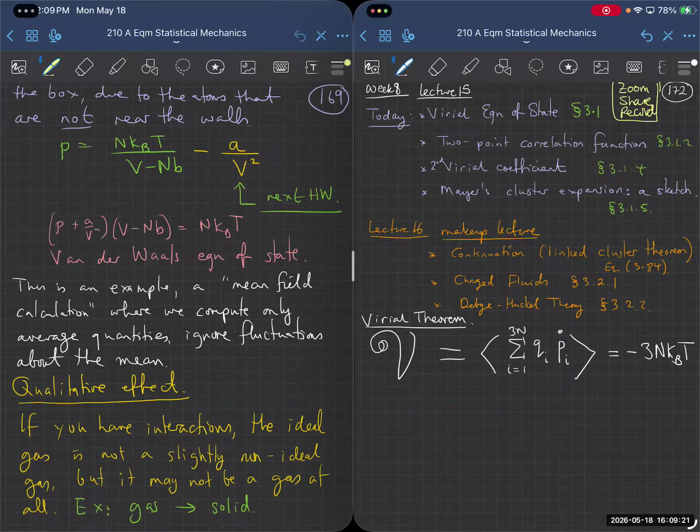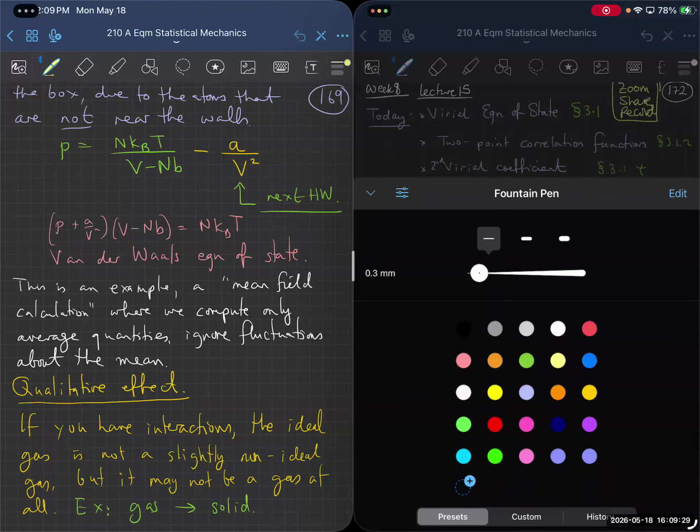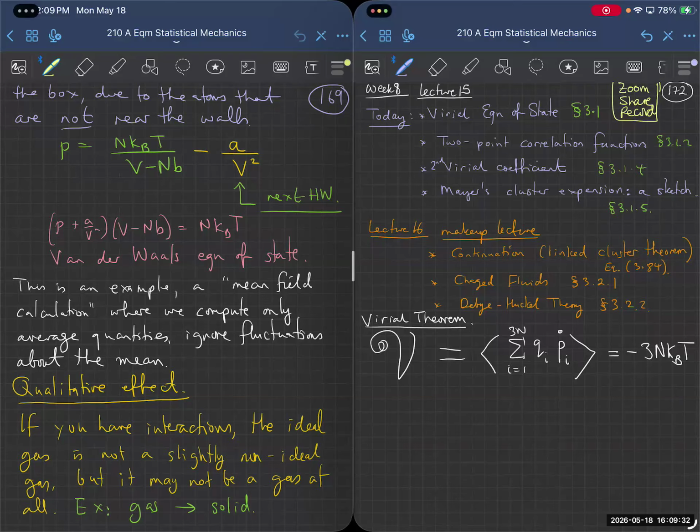Why this is going to be interesting is I'm going to show you that this quantity enables us to compute the pressure of a gas in terms of how much the particles affect each other. So that's going to be in terms of a thing called the correlation function. So let's think about the background of this.